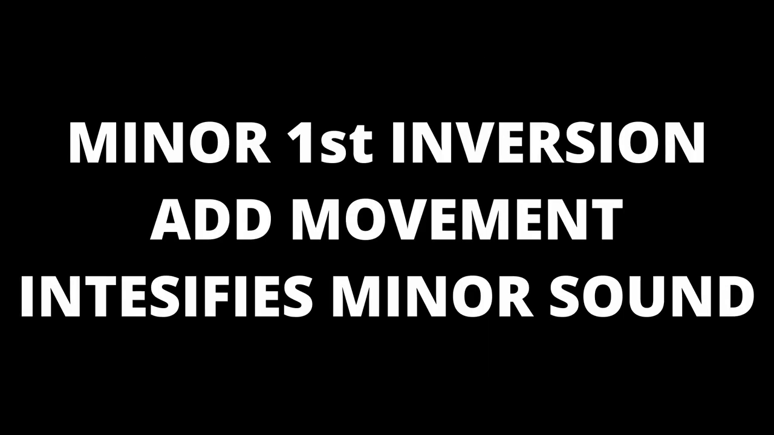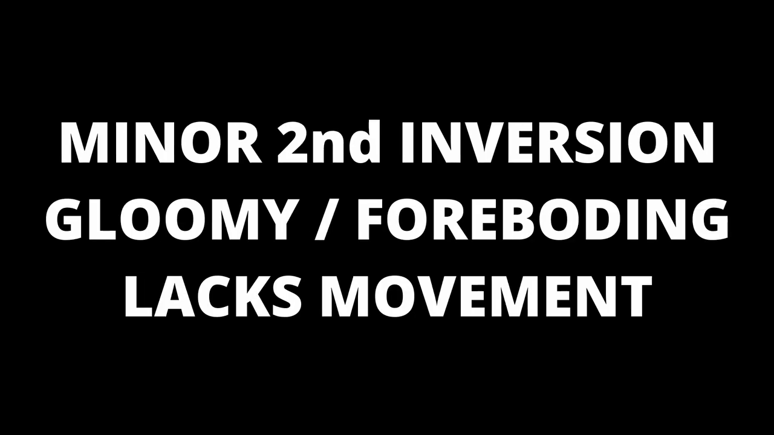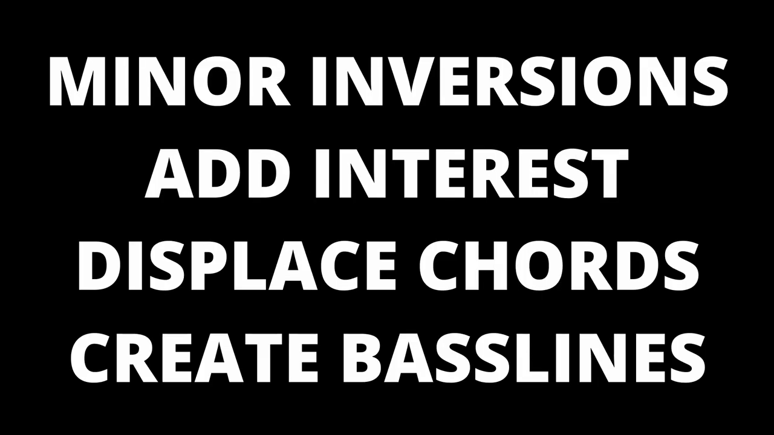The minor first inversion is a bit like the major first inversion. It can add a bit of movement to a progression. It also intensifies the minor sound because the flat or minor third note is now more prominent. The second inversion minor is gloomy and foreboding. Like its major second inversion cousin, it doesn't feel like it wants to move as strongly as the root or first inversion chords. As with our major chord inversions, minor inversions are useful for adding interest, displacing or delaying other chords, and creating moving bass lines.